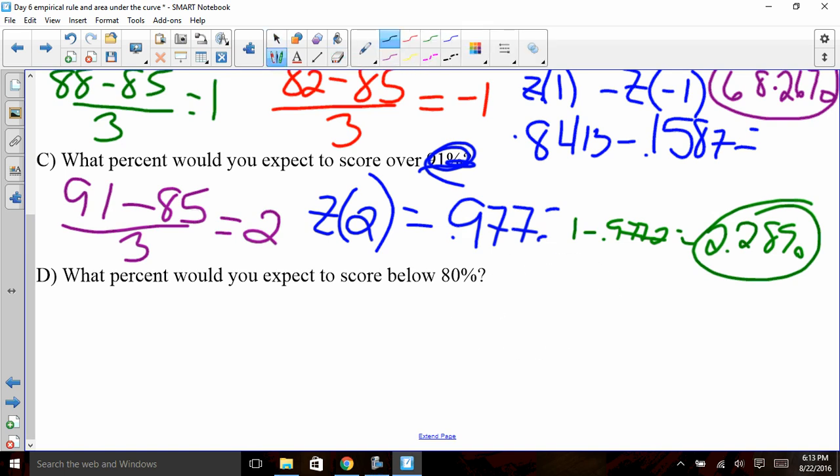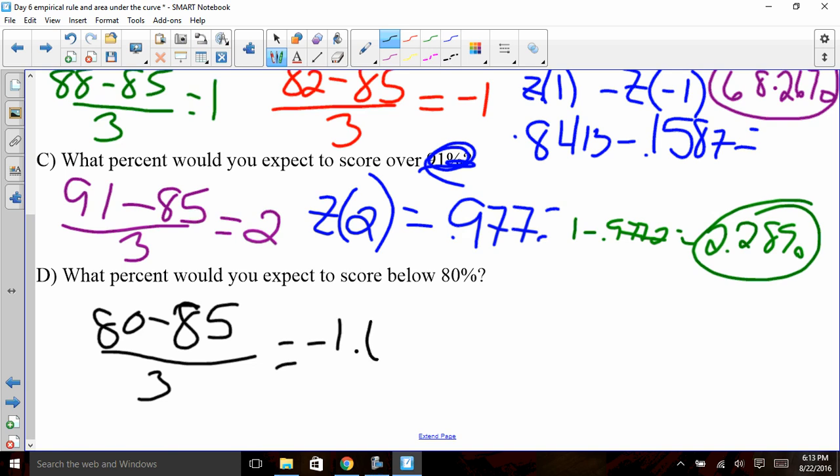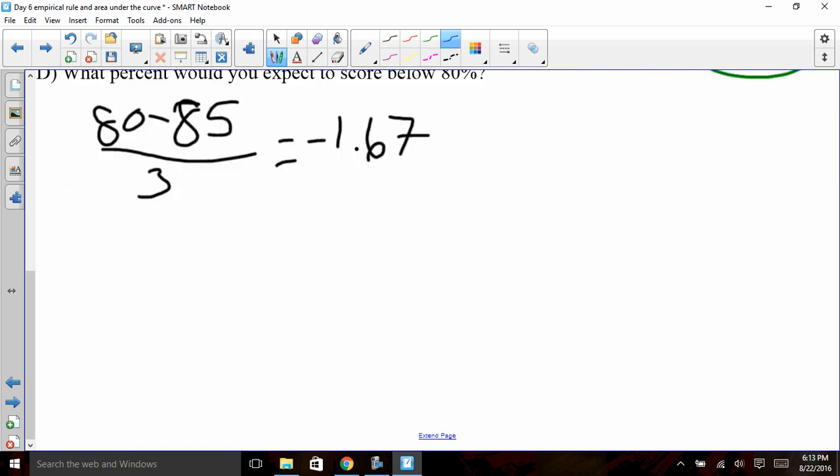So we're going to go ahead and take my value I'm looking for, in this case 80. We're going to subtract my mean, which is 85. And then I'm going to divide by that standard deviation. So I should get negative 1.67. So I'm going to go ahead and find the z of negative 1.67.